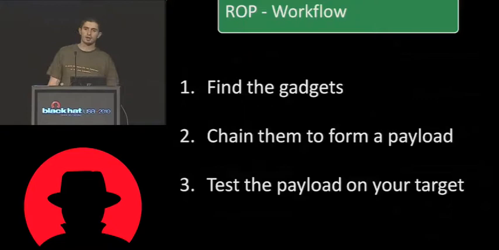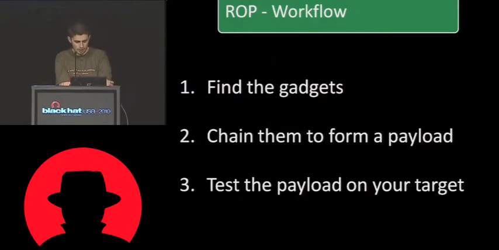Return-oriented programming basically consists of three parts. Find the gadgets in the libraries or in the main executable, and then chain them together to form a payload, and finally you want to test the payload on your target.